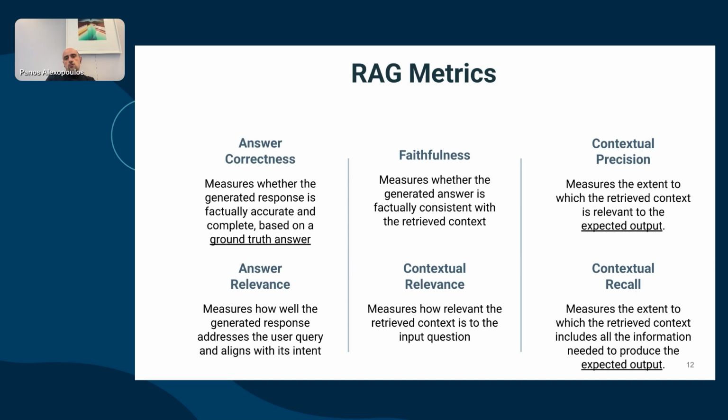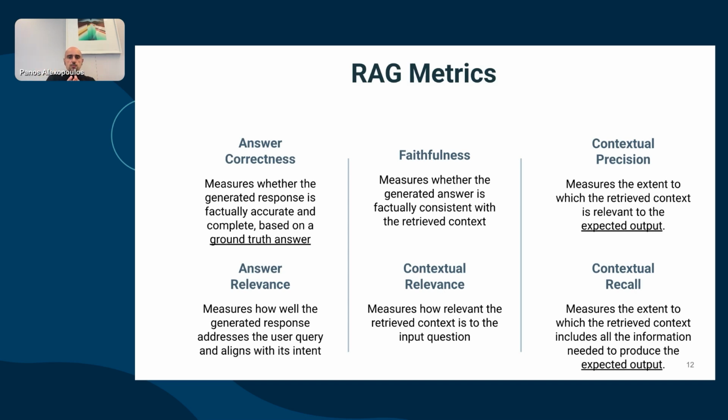Similar to contextual relevance, we have contextual precision and contextual recall. Contextual precision measures the extent to which the retrieved context is relevant to the expected output. So also for this metric, we need a ground truth. We need to know for a given question what is the expected output. And similar for contextual recall, we measure the extent to which the retrieved context includes all the information needed in order to produce the expected output.